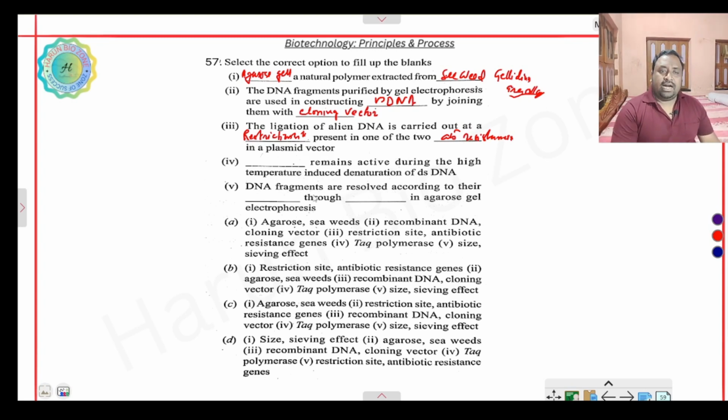Taq polymerase remains active during the high temperature induced denaturation. DNA fragments are resolved according to their size through the sieving effect in agarose gel. So here A is the correct option.